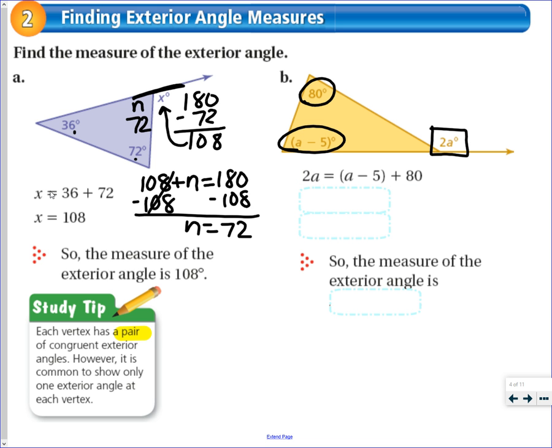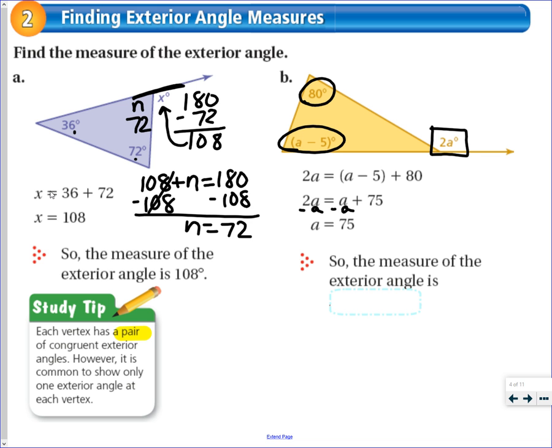So there's my equation. The 2a is the exterior angle. Remember, the a minus 5 is just in parentheses to say that's one angle. And then I would clean that up. I could take that -5 with the 80 and make it a 75. Then I would solve this by getting rid of this 1a, and then I would have 2a minus a, which is just 1a equals 75.